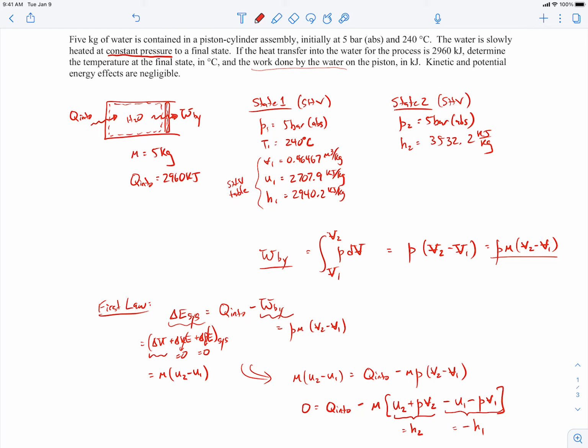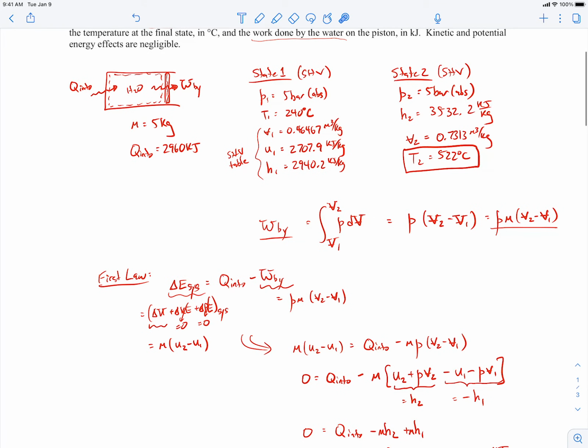And then we used the tables to find the specific volume at state 2. That was 0.7313 cubic meters per kilogram. And the temperature at 2 was 522 degrees C. By the way, temperature at the final state was one of the things we were asked to find, so we'll box that in. And we're asked to find the work done by the water. Now that I have the specific volume at state 2, the specific volume at state 1, and we know the pressures, I can go ahead and evaluate the work.